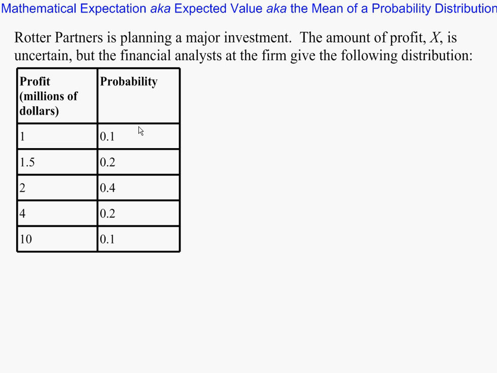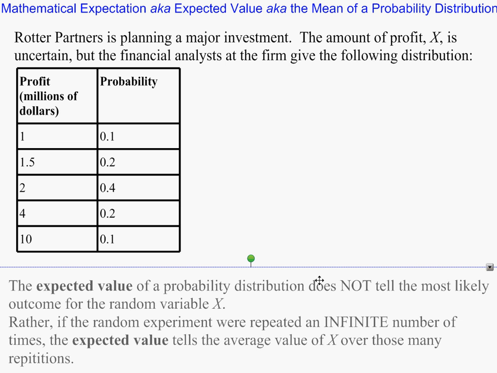That is a mathematical expectation. So we have this definition here, right? It does not tell the most likely outcome for the random variable x. Rather, if the random experiment were repeated an infinite number of times, the expected value tells the average value of x over those many repetitions.